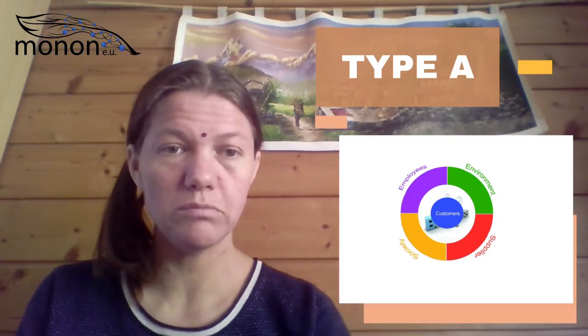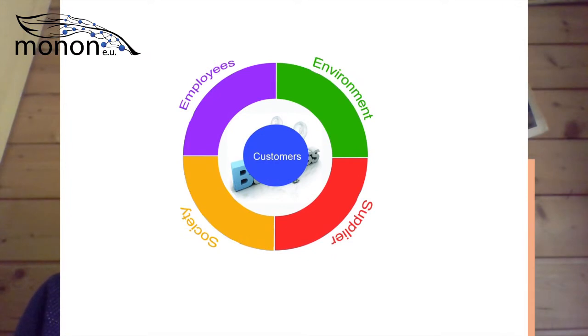So the first one, the type A social business, has as a central point, and this is marked by this blue point you see in this graphic, very centrally the customer. And then first we think about what does the customer need, what is the customer's problem. So the customer is at the same time the beneficiary, and then around this the business model is built, and then we make sure that also employees, environment, suppliers and society are treated in an appropriate manner.